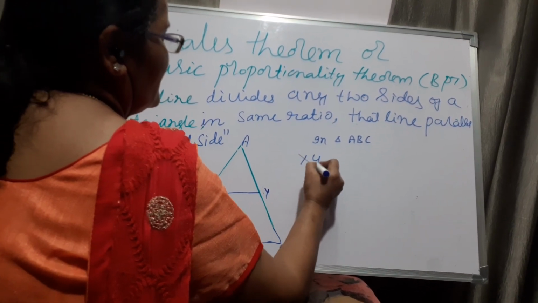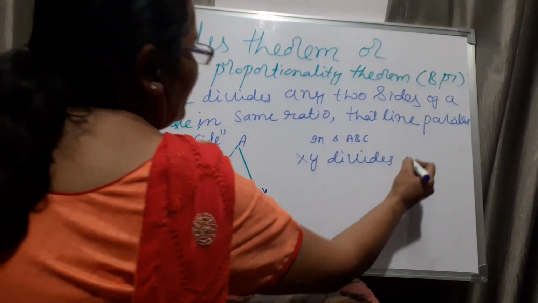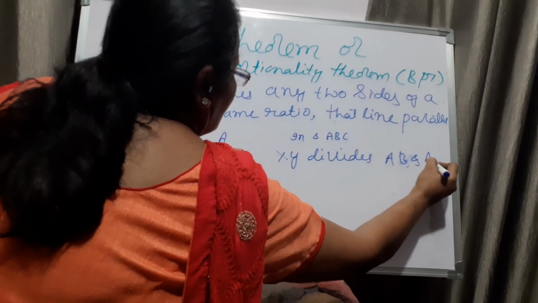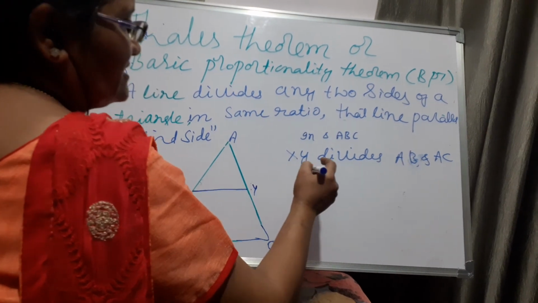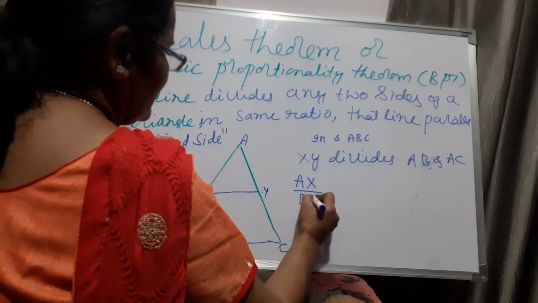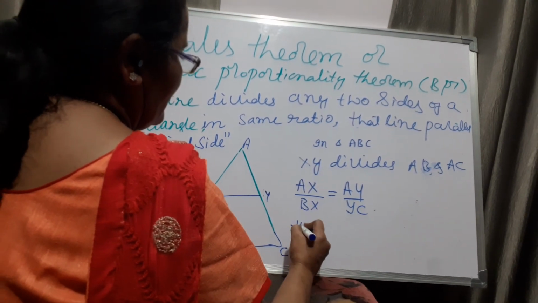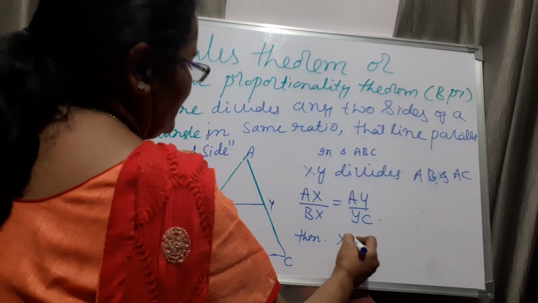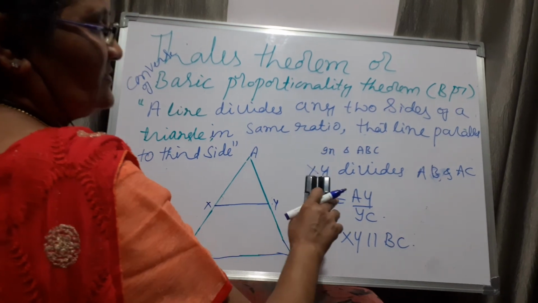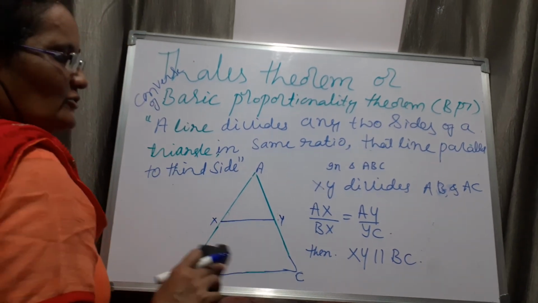XY divides AB and AC. XY divides AB and AC. AX by BX is equal to AY by YC. Then XY is parallel to BC. See, in triangle ABC, XY divides AB and AC in the same ratio. Therefore, XY is parallel to BC.